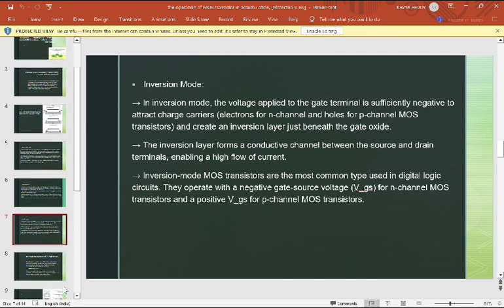In inversion mode, MOS transistors are most commonly used in digital logic circuits. They operate with a positive gate-source voltage, that is VGS, for an N-channel MOS transistor and a negative VGS for a P-channel MOS transistor.